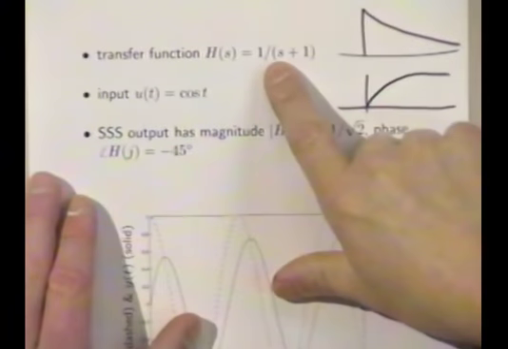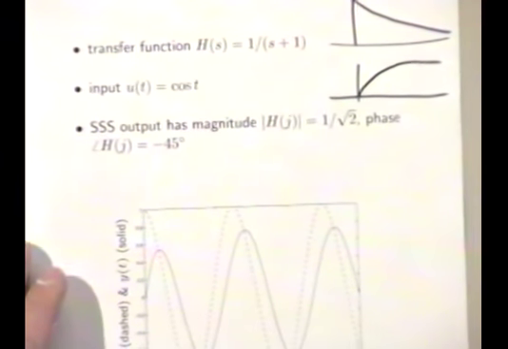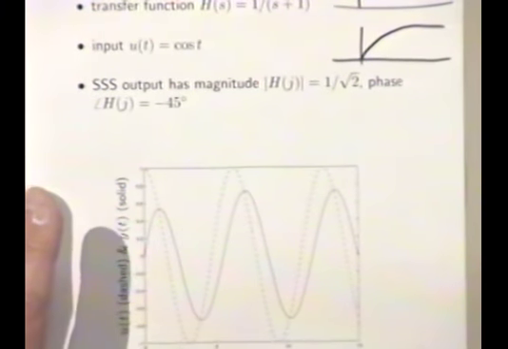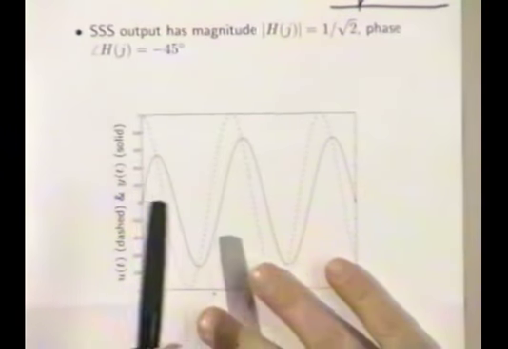So the response of this thing to a sinusoid of frequency 1 is asymptotically another sinusoid, same frequency, magnitude 0.7 approximately, and a phase lead of 45 degrees, something like that. Or phase lag, I should say, it's minus 45.